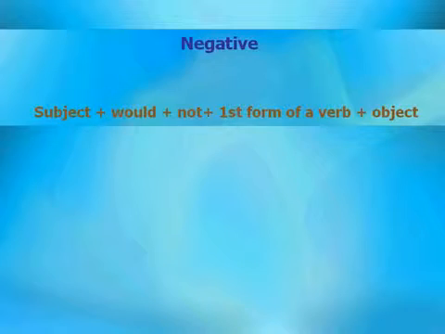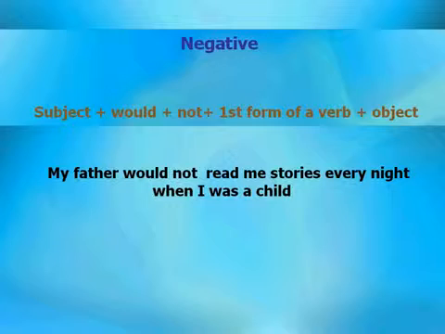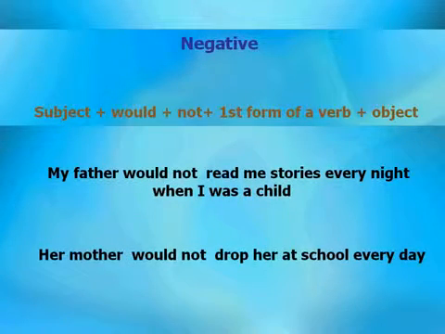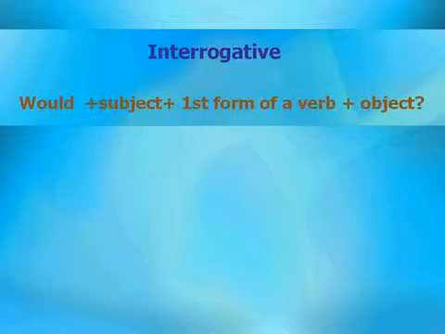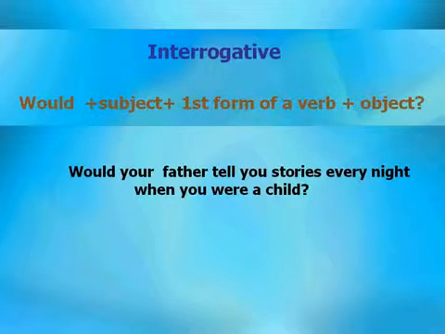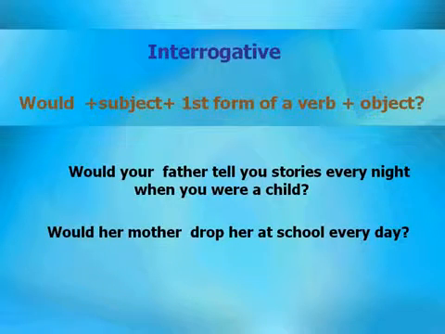Negative structure: subject plus would plus not plus first form of a verb plus object. My father wouldn't read me stories every night when I was a child. Her mother would not drop her at school every day. Interrogative structure: would plus subject plus first form of a verb plus object. Would your father tell you stories every night when you were a child? Would her mother drop her at school every day?